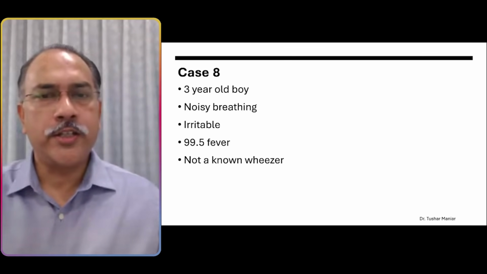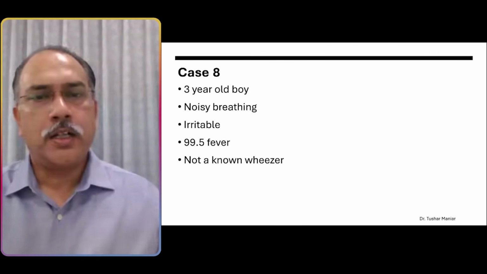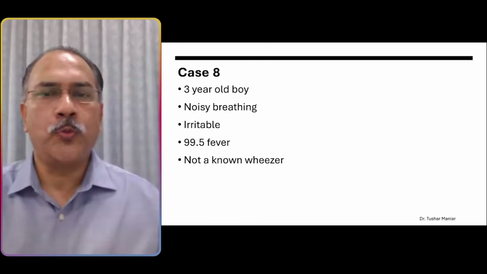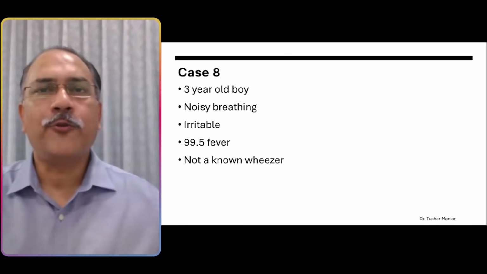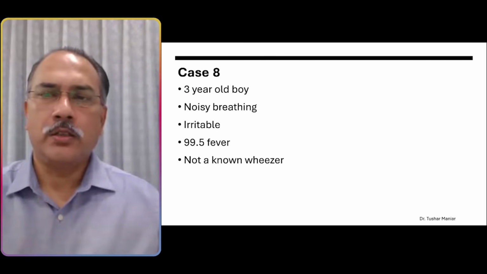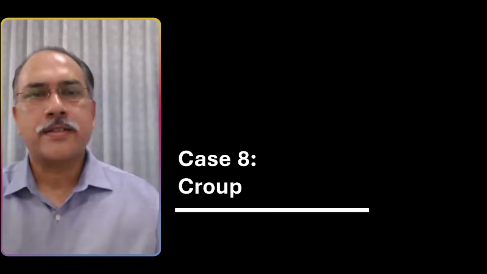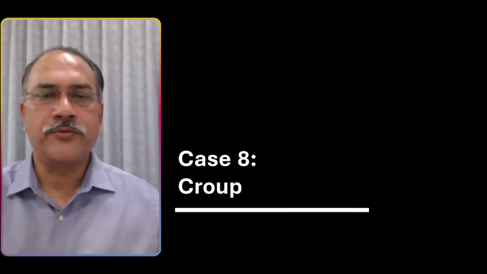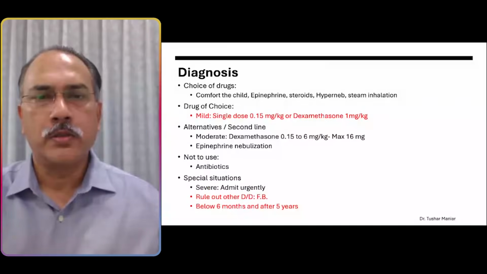You have a 3-year-old boy, noisy breathing, irritable, 100-degree fever. He is not known to be a wheezer. He comes at 4 a.m., 5 a.m. on a winter morning, and you get a call that this child has come. This is your diagnosis, a telephonic diagnosis of croup.